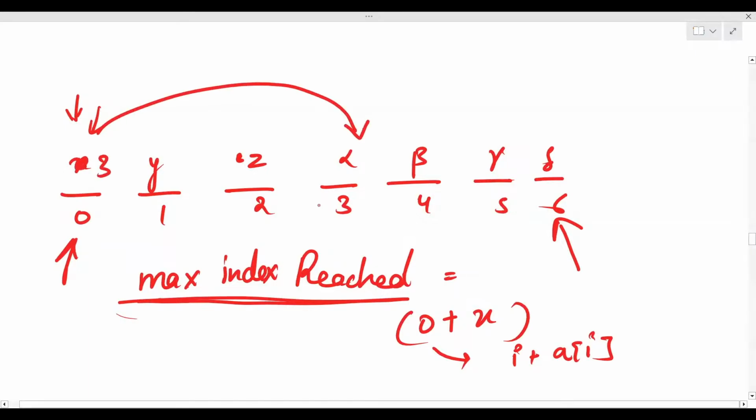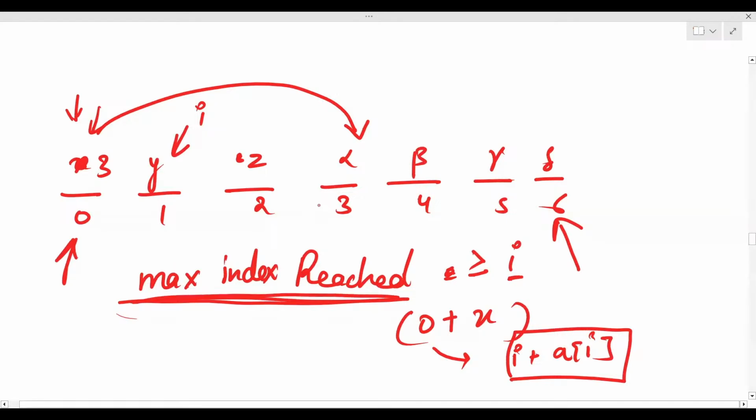If this x was 3, then coming to this place, I'll check whether the maximum index reached is more than or equal to I. So I can reach this ith place also. If the maximum index reached is more than or equal to I, there's a way to reach this place also. If I can reach a place which is farther than this point, I can reach this place also. So for this place, again, I'll see what is I plus a of I. If I plus a of I is more than the maximum index reached till now, I'll update it.